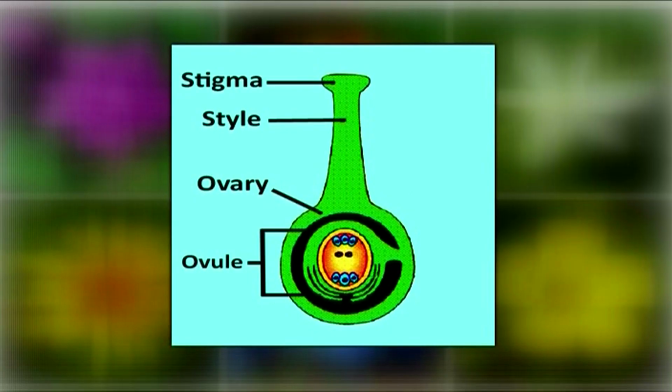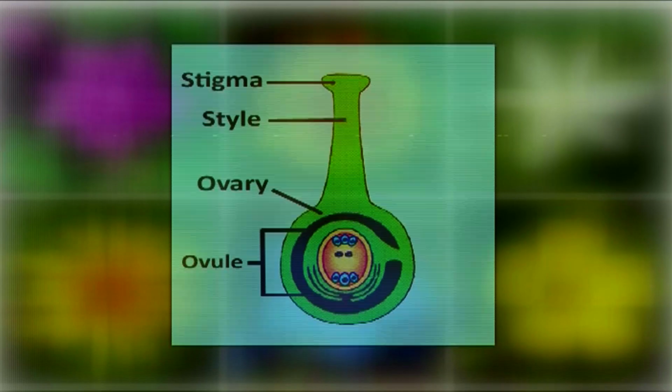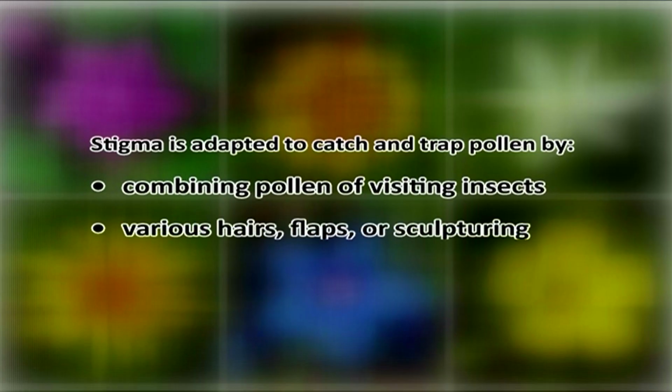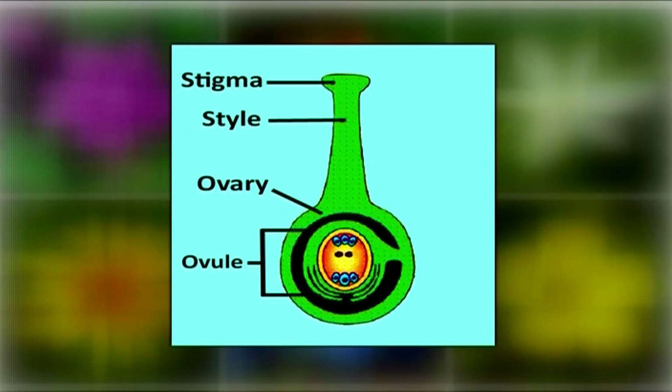The stigma is the receptive tip of the carpel which receives pollen at pollination and on which the pollen grains germinate. It is adapted to catch and trap pollens either by combining pollens of visiting insects or by various hairs, flaps or sculpturing structures. Stigmas must distinguish and reject the pollen of other species and in some cases are responsible for self-incompatibility. The enlarged basal portion of the carpels is called the ovary, which contains placentas bearing ovules.